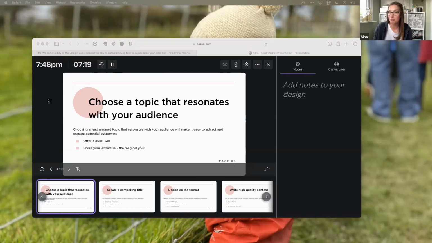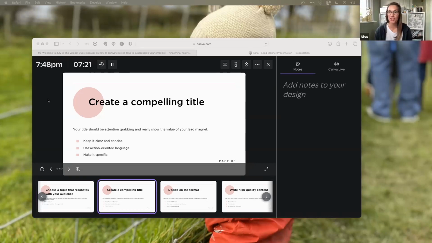Which brings me nicely on to creating a compelling title. The world is busy. We are so crazy busy. Everyone's busy. And if you have something that is really long and doesn't resonate with your audience, people are just going to bypass it. They'll just scroll past it. So you really need to think of a short, sharp, impactful title. Keep it clear and concise.